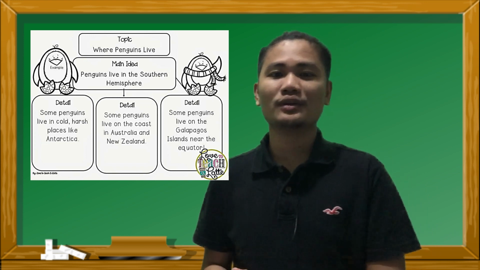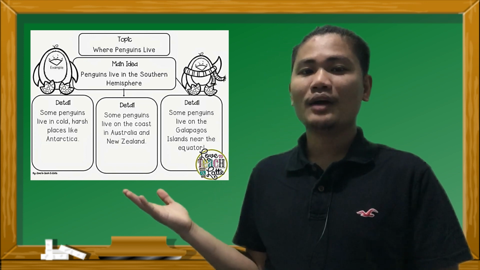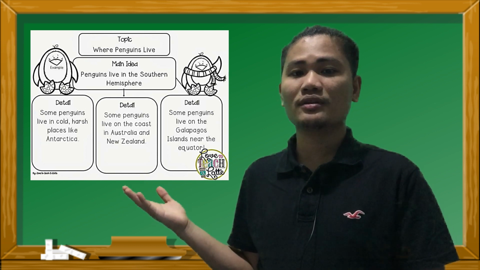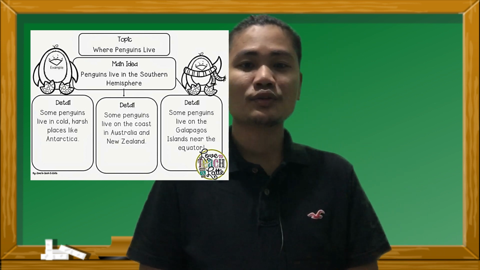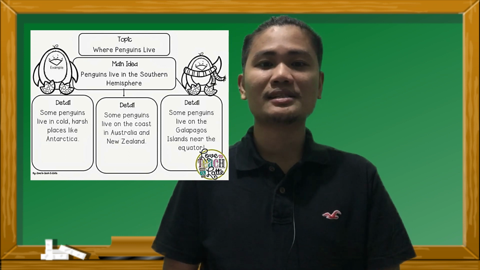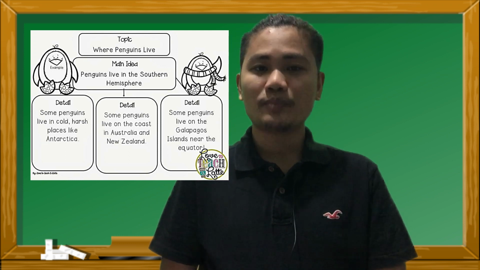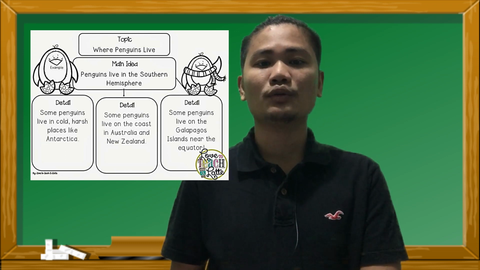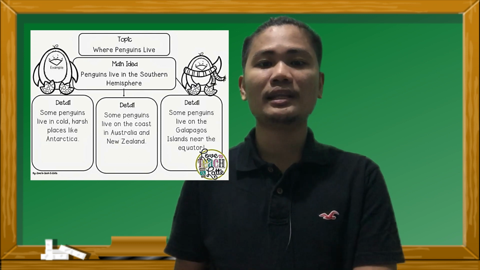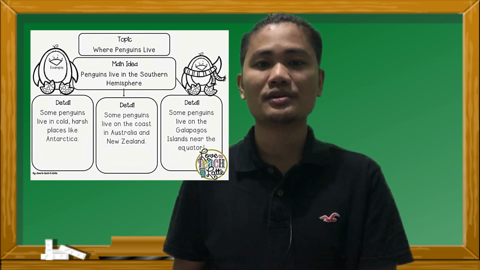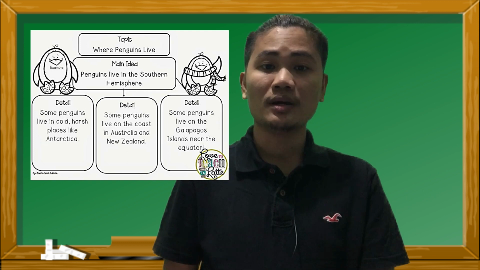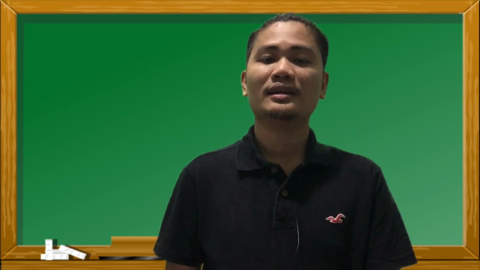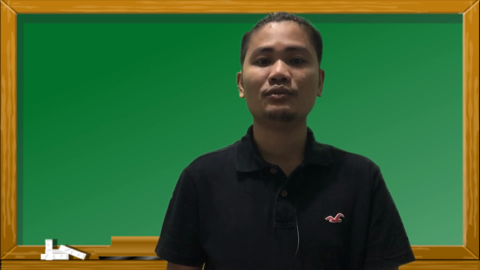For instance, take a look at the example here. Our main idea is penguins live in the southern hemisphere. So the first detail will give us one evidence that penguins really live in the southern hemisphere. The second detail will also give proof, and the third detail will also give information that will confirm that penguins really do live in the southern hemisphere. That's the purpose of our Main Idea Web.